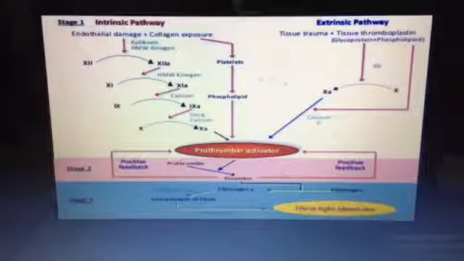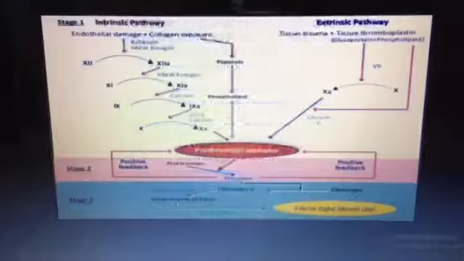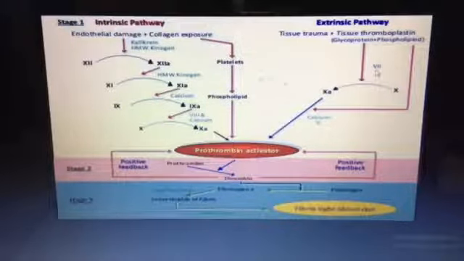Okay, so tissue thromboplastin in presence of glycoprotein, phospholipid, and factor 7 converts factor 10 to activated factor 10A, and this, in presence of calcium and factor 5, accelerates the formation of prothrombin activator and the formation of blood clot.